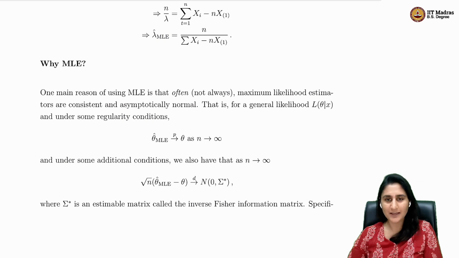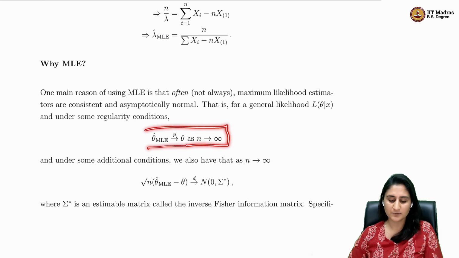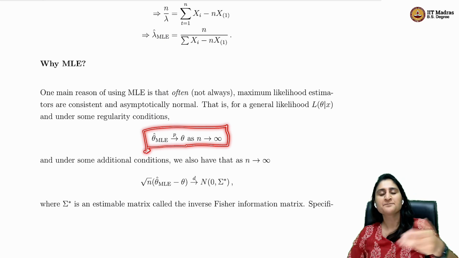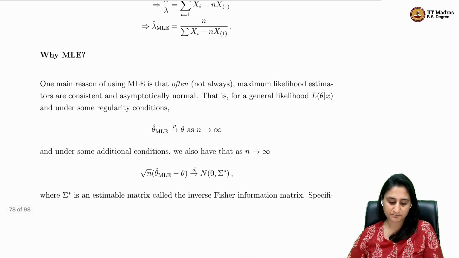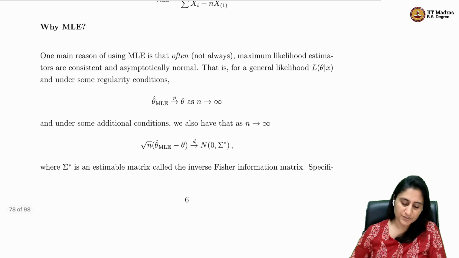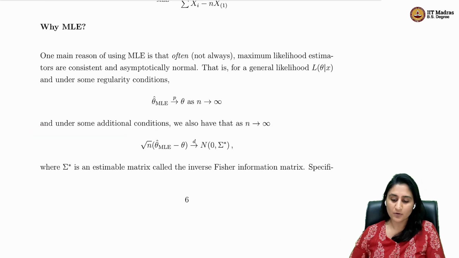That means in general, again, not for all problems, but for some likelihood L of theta given x, under certain conditions, theta hat MLE will converge to theta in probability as n tends to infinity. Which means if you keep giving me more and more samples, theta hat MLE from those samples will converge to the actual value of theta. And then under some additional conditions, we also have that as n tends to infinity, square root n times theta hat MLE minus theta converges to normal 0 comma sigma star, right?